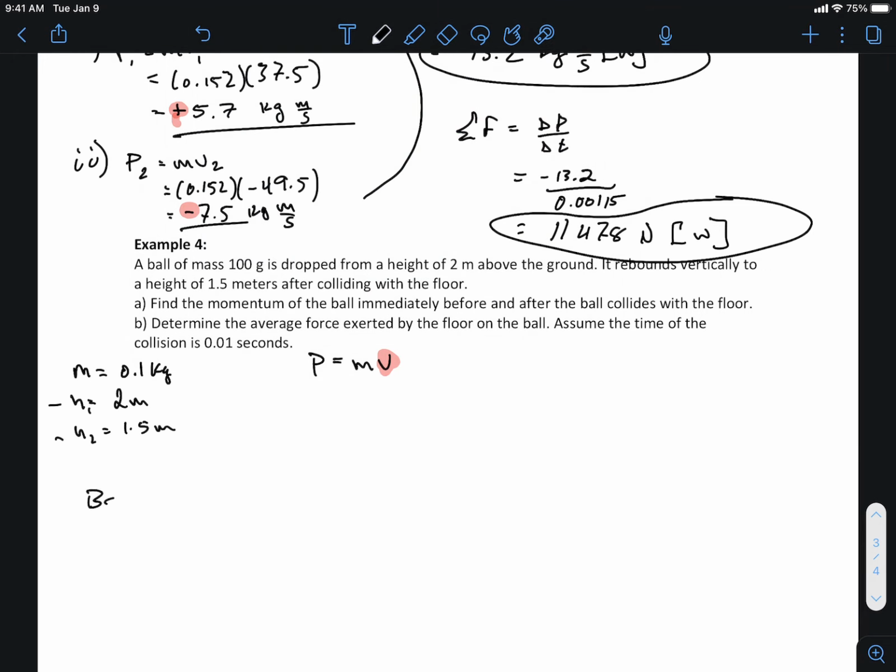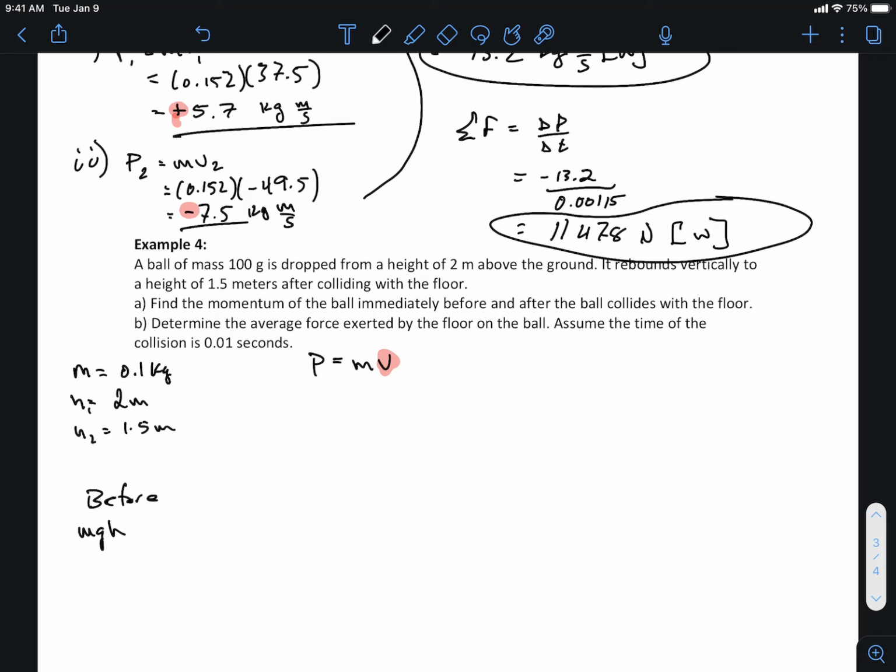So before, we knew that the height was going to be 2 meters, right? And then we let it go. So initially, the energy of the ball would have been all potential, right? mgh, because we're holding it. There's no motion.